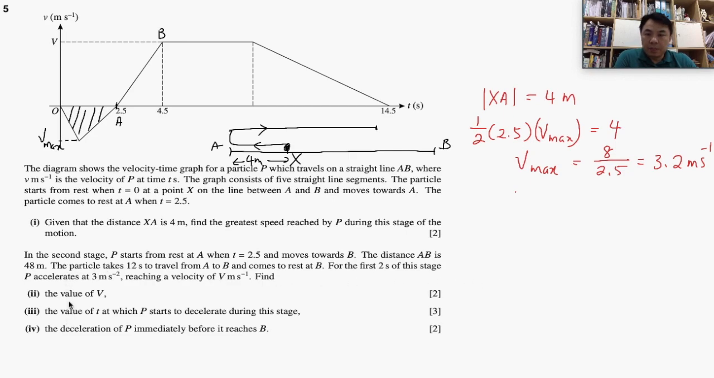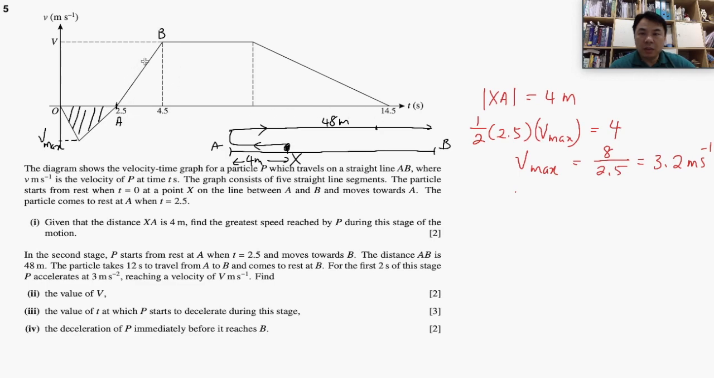Now the second stage. In the second stage, P starts from rest at A when t is equal to 2.5, and moves towards B. Now it changed direction. It moved towards B. The distance AB from A to B here is 48. Just let me extend that up to here, for instance, is 48 meters. Now the particle takes about 12 seconds to travel from A to B.